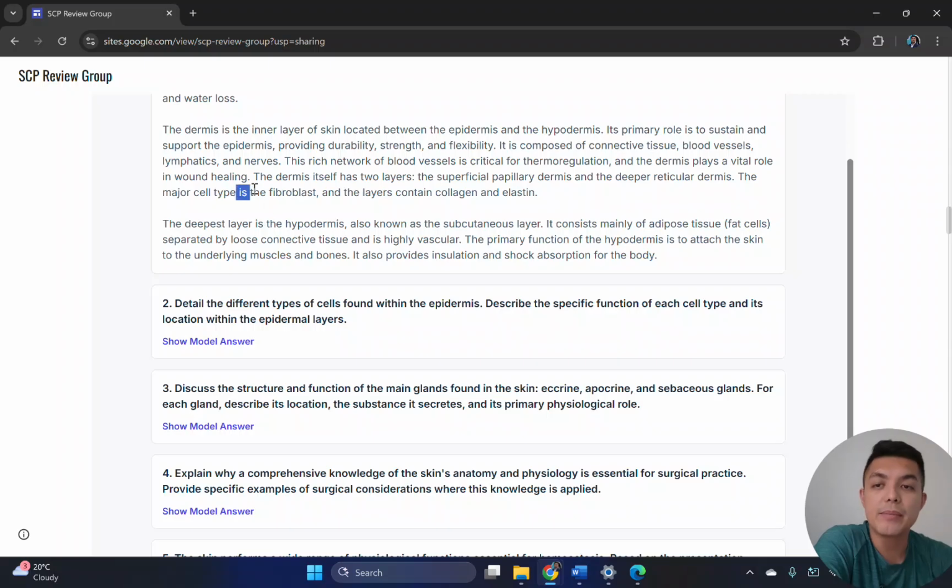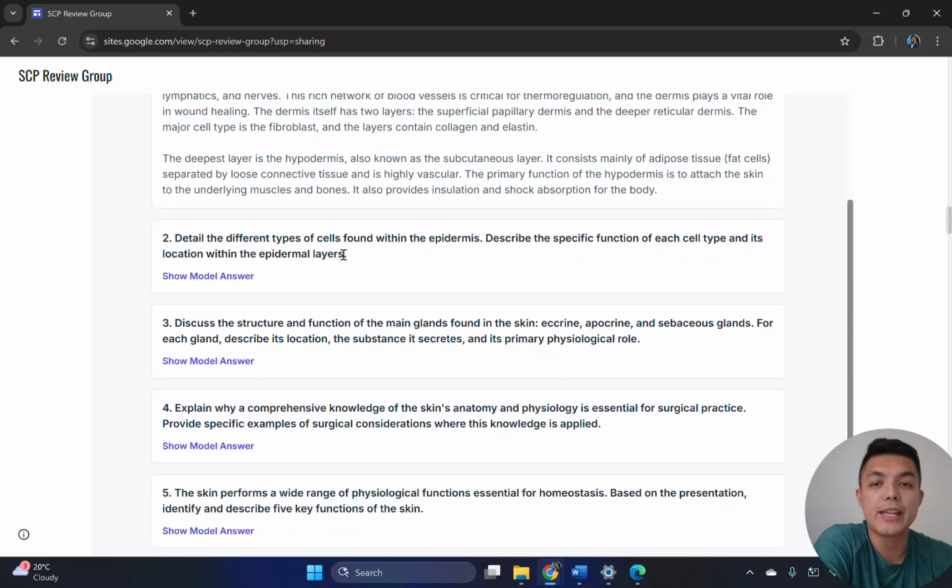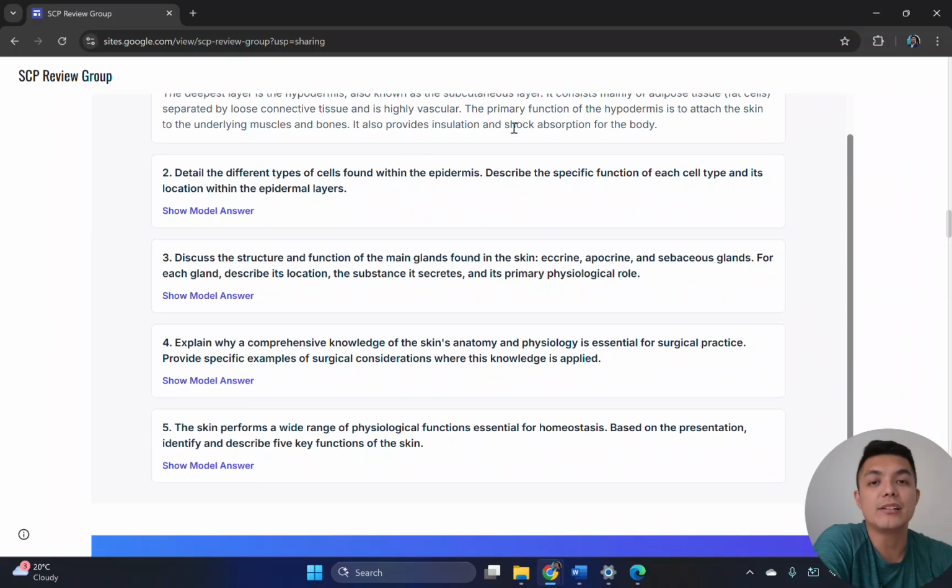And the major cell type is the fibroblast, and the layers contain collagen and elastin. So that's in the dermis. And the deepest layer is the hypodermis, also known as the subcutaneous layer. Now, this consists mainly of adipose or fat tissue separated by loose connective tissue and is highly vascular. So, the primary function of the hypodermis is to attach the skin to the underlying muscles and bones. And it also provides insulation and shock absorption for the body.